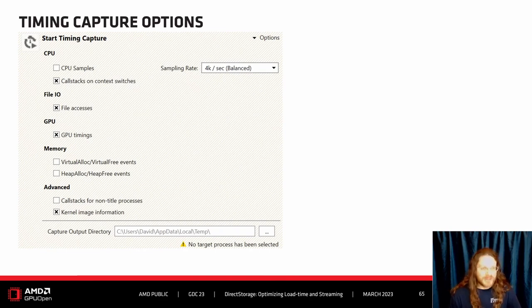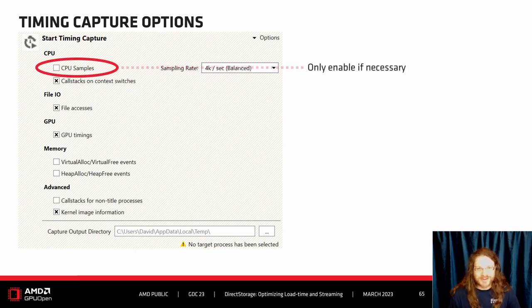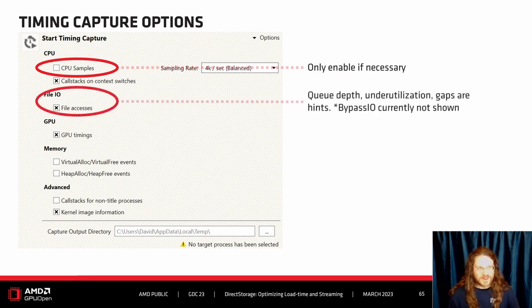So here are a few timing capture options we recommend. We also recommend disabling CPU samples to reduce the amount of overhead created when they're enabled. You can enable them later if you need them, but to start off with, we recommend disabling them. We also recommend enabling file I/O to see all the recorded file accesses.